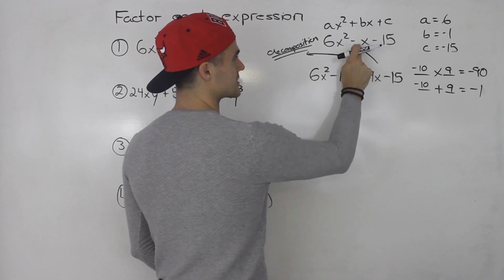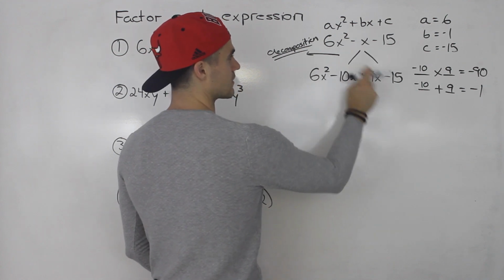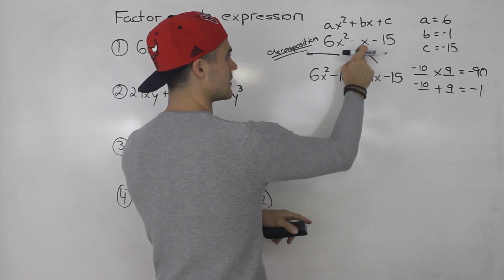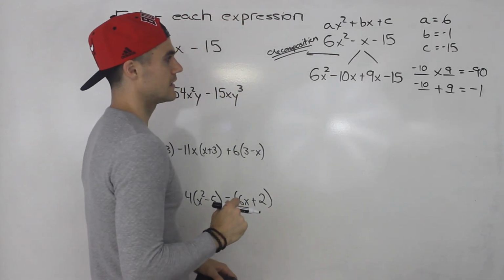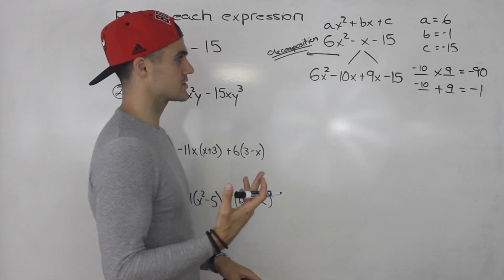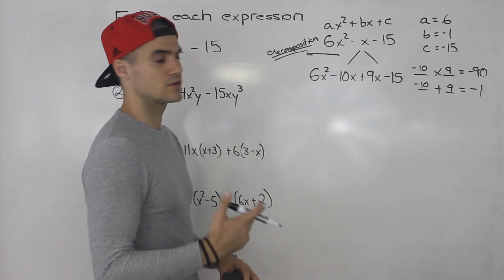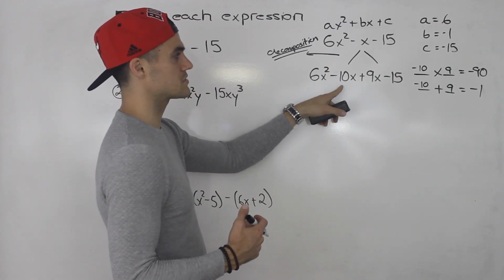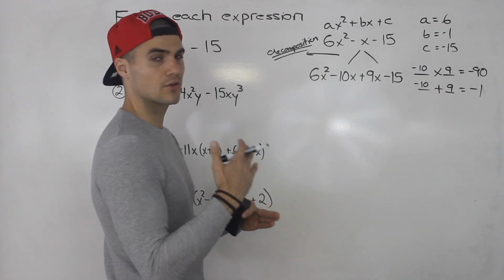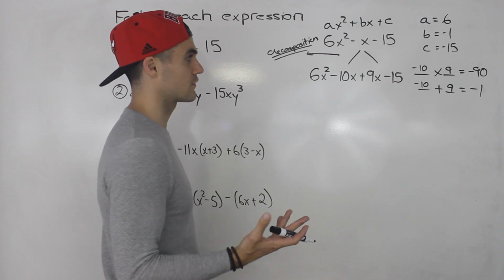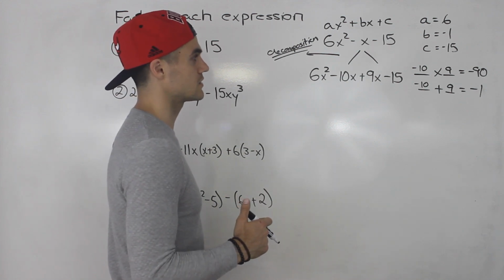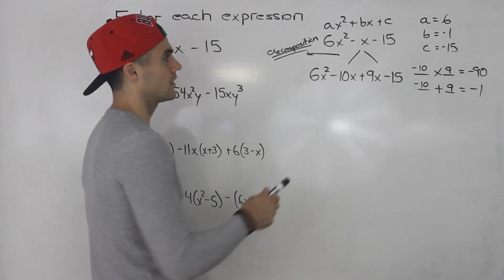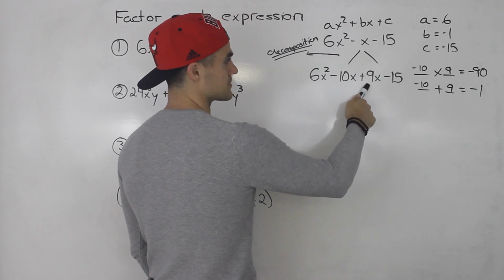So -10x plus 9x gives us -1x. So this here is the same as that up there. The first and the last terms stay the same. The middle term we are just decomposing. Now, there are multiple ways to factor quadratics, so you may use something called the cross method. Your teacher may show you a different method. Personally, I like using this method most because once you start dealing with bigger numbers, the cross method gets a lot tougher to use. But this method works every time. It's always reliable.